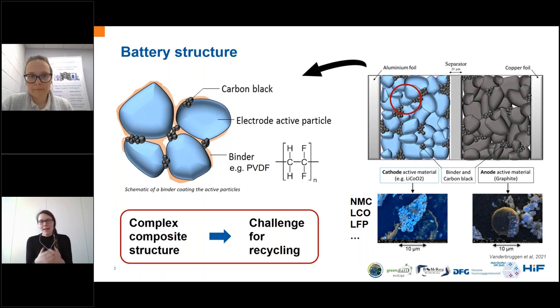So basically, from all of this, you can already see the battery is quite a complex composite structure, especially the cathode materials, but also because we have organic material, we have metals, so we have all of this together inside the battery. So also for the recycling, it's quite a challenge.